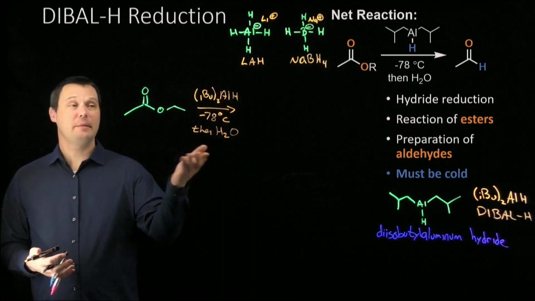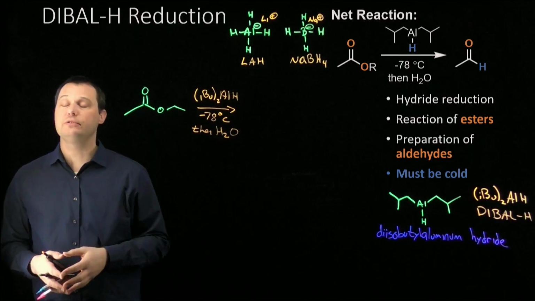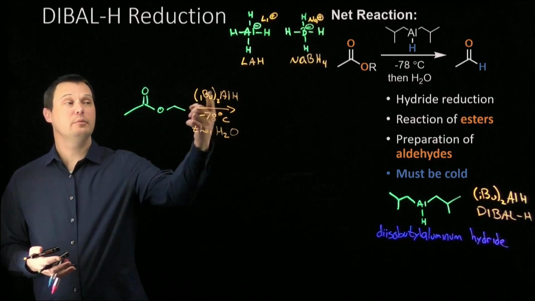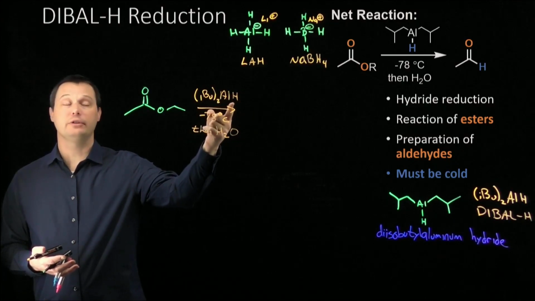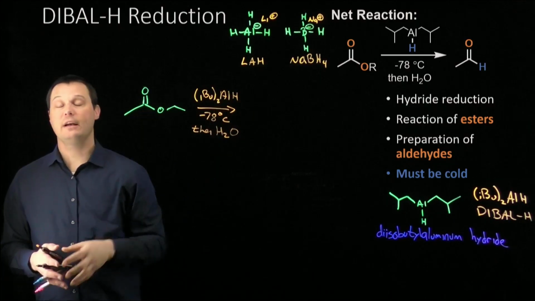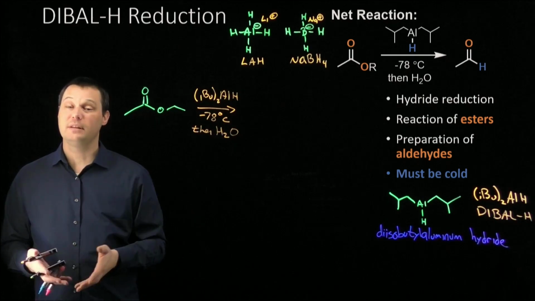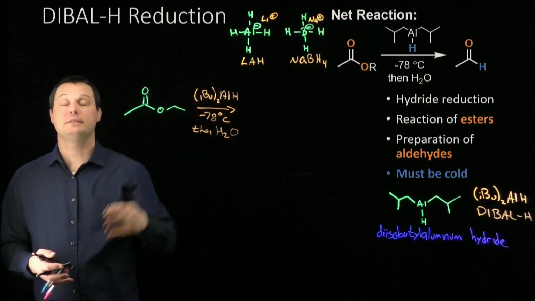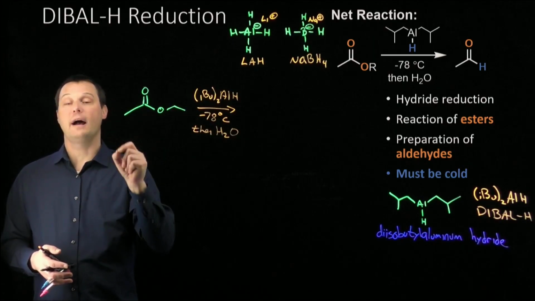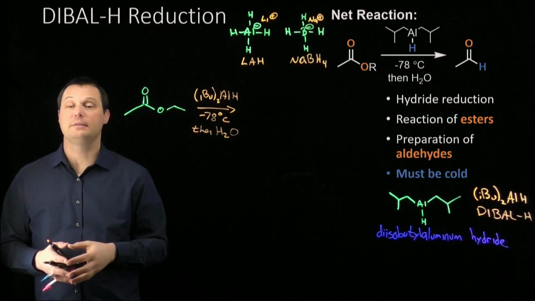Let's take a look at the DIBAL mechanism, see how it turns an ester into the aldehyde. As I mentioned before, aluminum only makes 3 bonds. It's neutral. It doesn't have a negative charge. It's not nucleophilic at hydrogen, so the hydrogen cannot directly attack the carbonyl carbon like other hydride reductions. Instead, we're going to bring in a property that we don't often talk about when we go through these metal-based mechanisms. Aluminum is very oxophilic. It forms very strong bonds with oxygen.